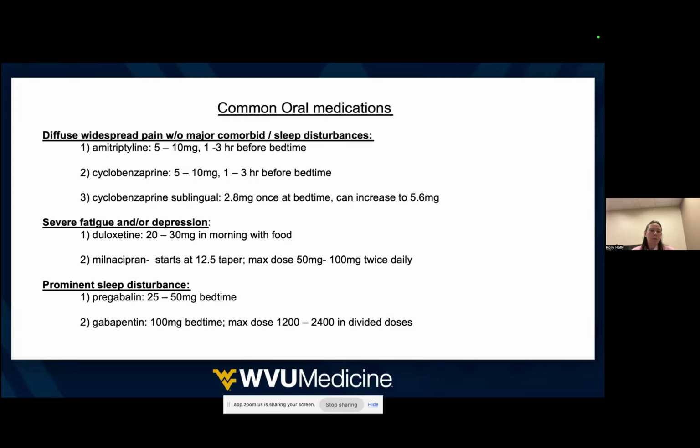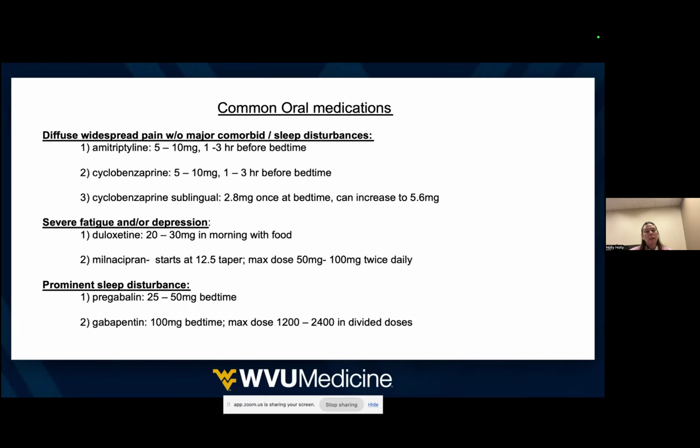So these are some of our common oral medications that we'll use in patients with fibromyalgia. We think about amitriptyline or Flexeril, cyclobenzaprine, when patients are having more widespread pain or even sleep disturbances. Other common ones that you can sometimes use outside of amitriptyline are trazodone or nortriptyline at bedtime. When they have fatigue and/or depression, then you can get great benefit out of Cymbalta or Savella in these patients. Again, be cautious if they already are on other SSRIs or SNRIs for their mood.